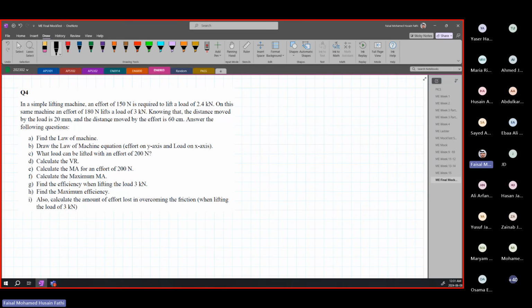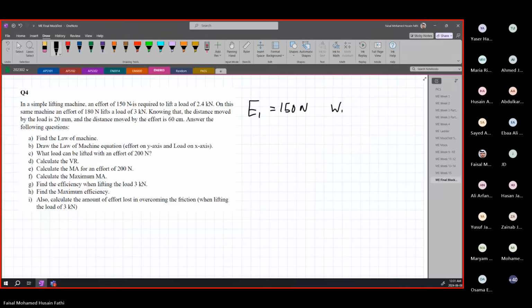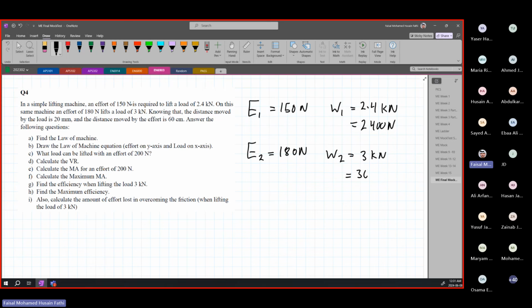An effort of 150 newtons, meaning our E1 is 150 newtons, is required to lift a load of 2.4 kilonewtons, so W1 is 2.4 kilonewtons, meaning it is 2400 newtons. On this same machine, an effort of 180 newtons, so E2 is 180 newtons, and W2 is 3 kilonewtons, or in other words, 3000 newtons.